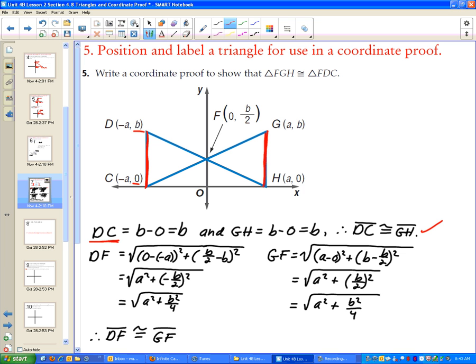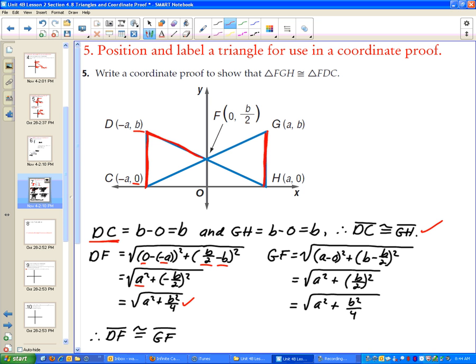Then I'm going to find the length of DF right here with the distance formula. So that's x2 minus x1, quantity squared, plus y2 minus y1, quantity squared. I'd get A and then square it. Here, B over 2 minus B. I always think of this as 1/2 minus 1. You'd get negative 1/2. So B over 2 minus B, you'd get negative B over 2, which is okay because when I square it, I get a positive B squared over a positive 4, and that's my distance.